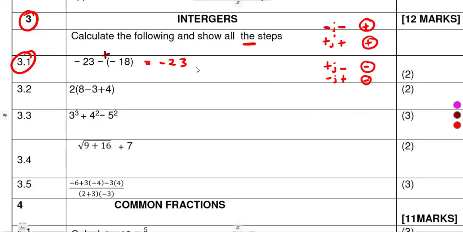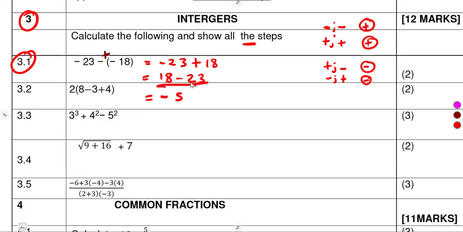Negative 23 plus 18, which is the same as 18 minus 23. You might understand me this way: 18 minus 23, we are subtracting a bigger number from a smaller number. So our answer must carry a negative. So you subtract 23 minus 18 as usual. 23 minus 18 is 5, but you must carry a negative there.